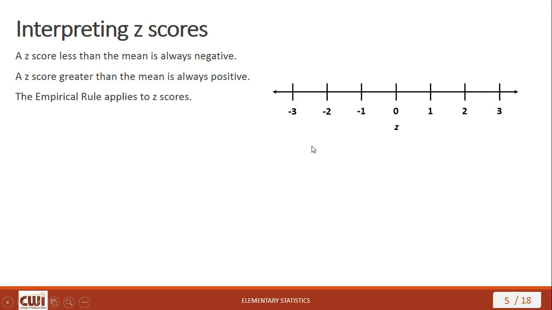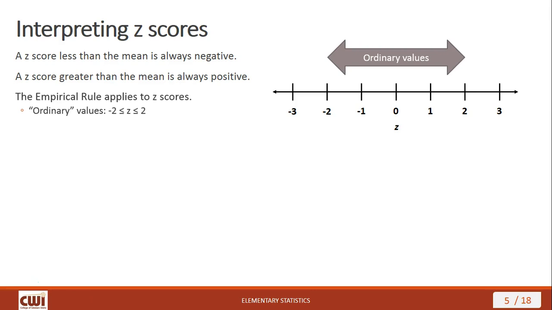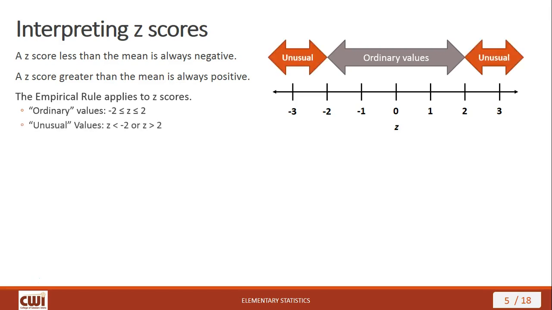The empirical rule that we discussed previously also applies to Z-scores. So values that we would ordinarily expect to see in a distribution, especially if that distribution is normalized, we're going to look for Z-scores between 2 and -2 inclusive. Unusual values will either be Z-scores above 2 or below -2.